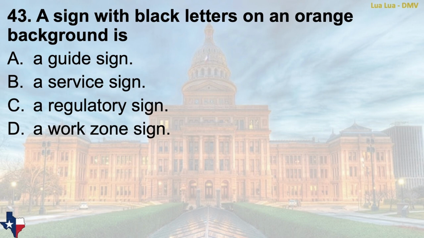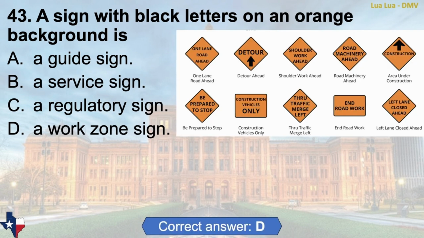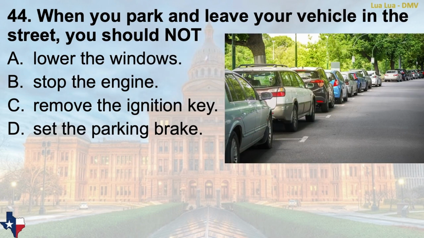Question 43. A sign with black letters on an orange background is A. A guide sign. B. A service sign. C. A regulatory sign. D. A work zone sign. The correct answer is D. A work zone sign.